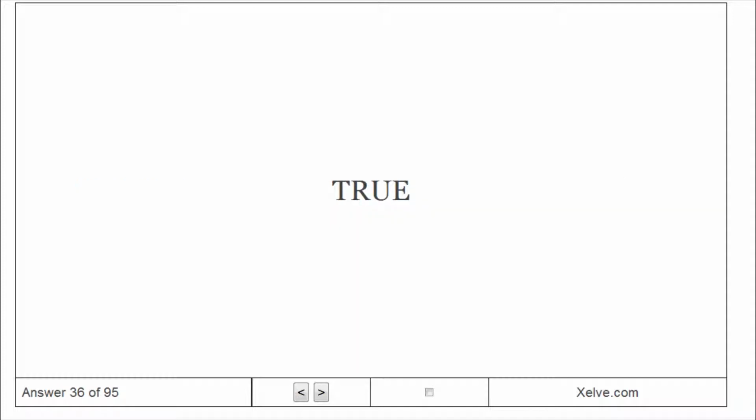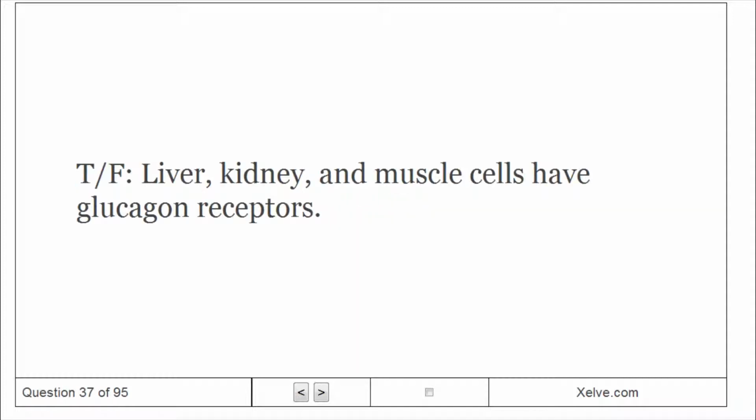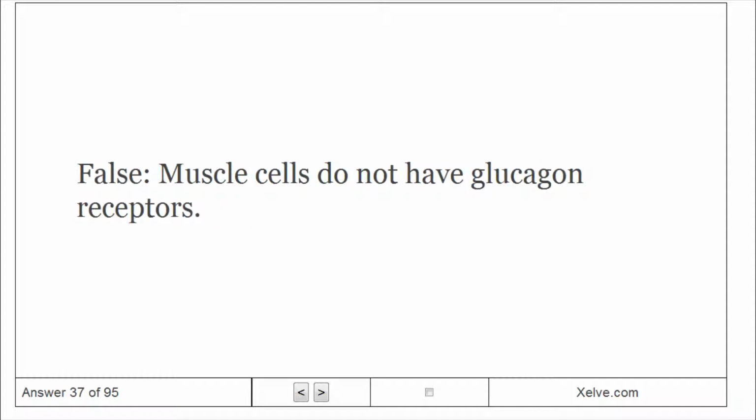True or false: Epinephrine supports glucagon signaling. True. False: Liver, kidney, and muscle cells have glucagon receptors. False. Muscle cells do not have glucagon receptors.